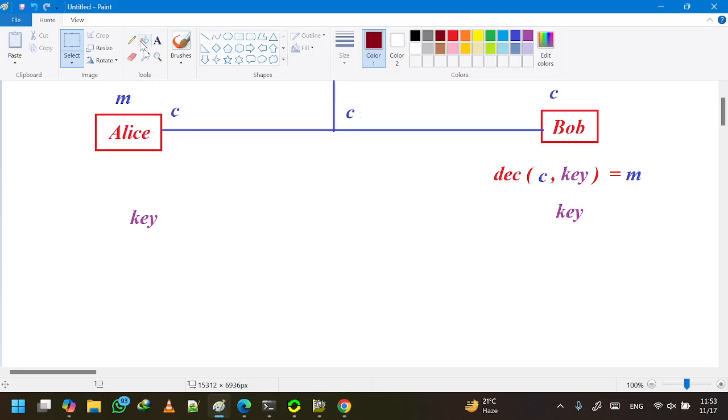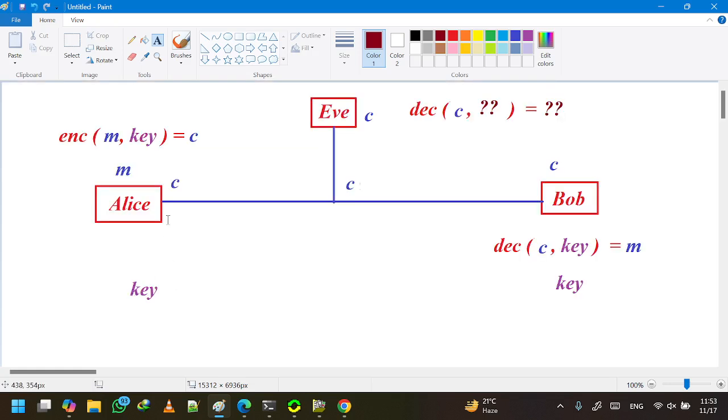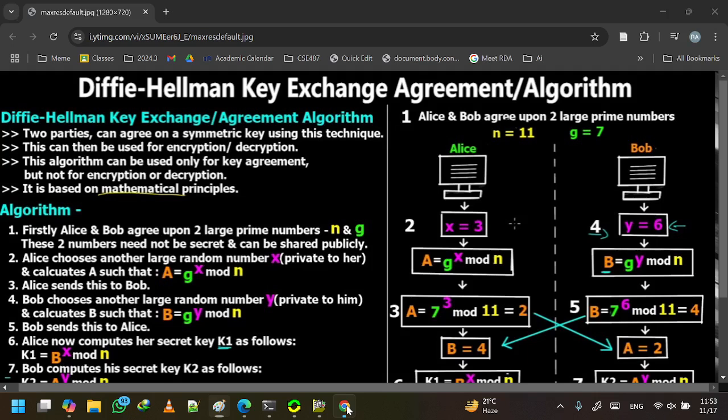So what we are trying to say is that Alice and Bob, everyone should know the values of n and g, and Evil Eve should also know the values of n and g. So here n and g are two large prime numbers. These numbers need to be very large for these things to work.